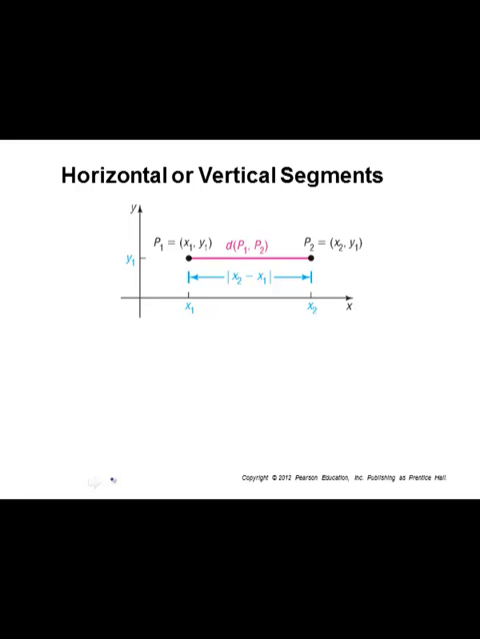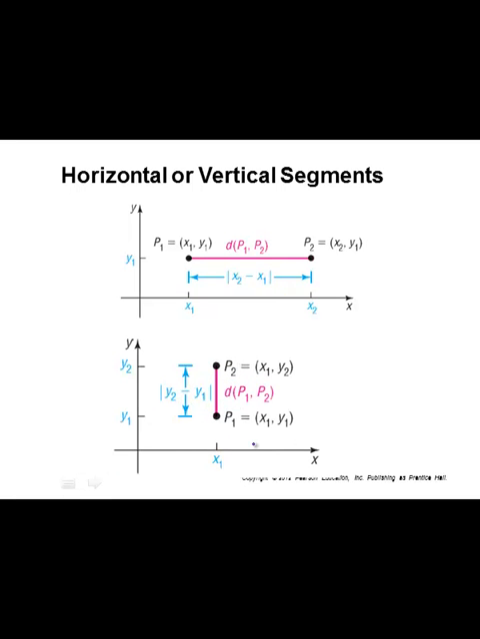If it turns out that your 2 points are horizontal from each other, meaning they have the same y-coordinate, then all you need to do is just subtract their x-coordinates. The larger x-coordinate minus the smaller x-coordinate. In other words, the absolute value of the difference between their x-coordinates.